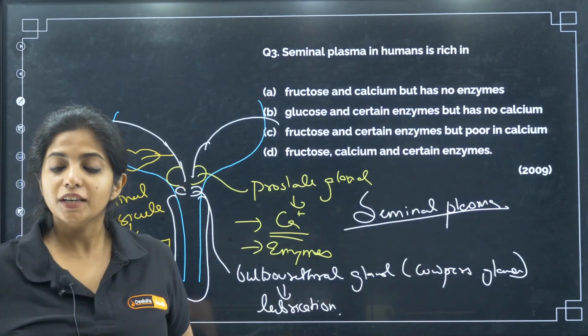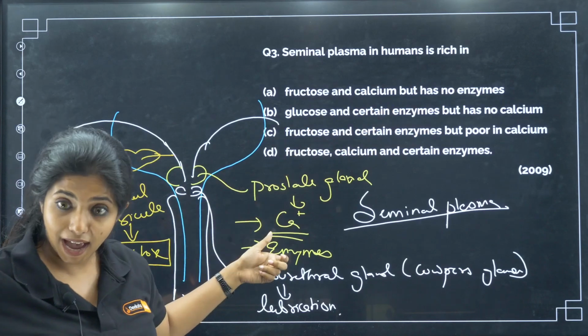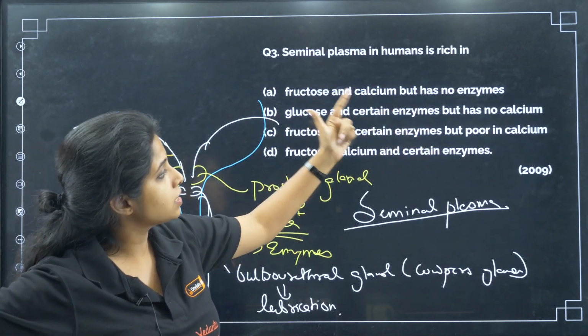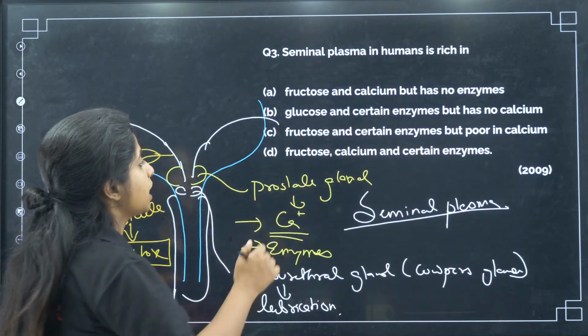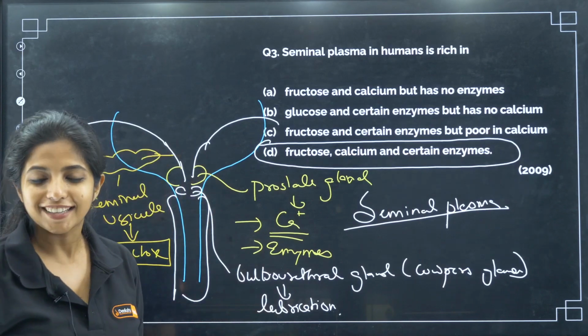Now, seminal plasma in humans is rich in what? Fructose and calcium, but has no enzymes. It is a wrong statement because it has enzymes. Glucose and certain enzymes but has no calcium. Wrong. Fructose and certain enzymes but poor in calcium. Wrong. Fructose, calcium and certain enzymes. Correct. So hence D becomes your answer.